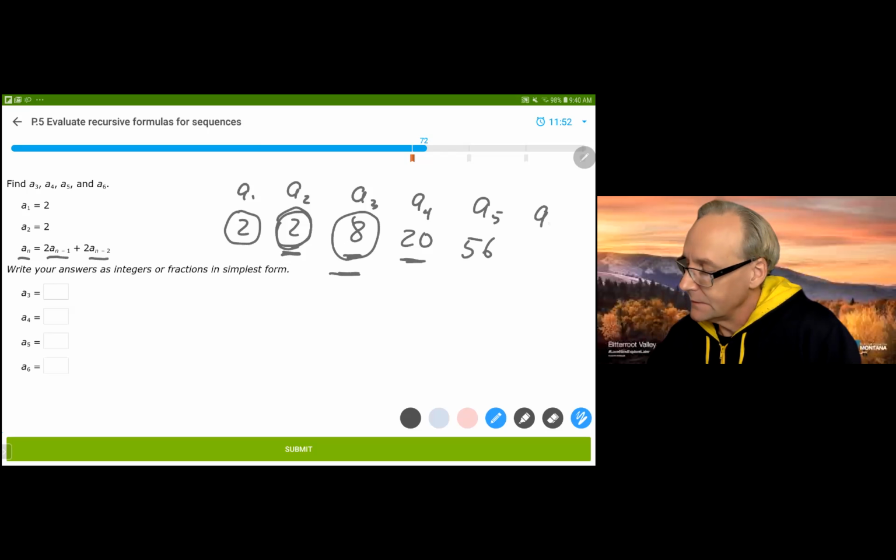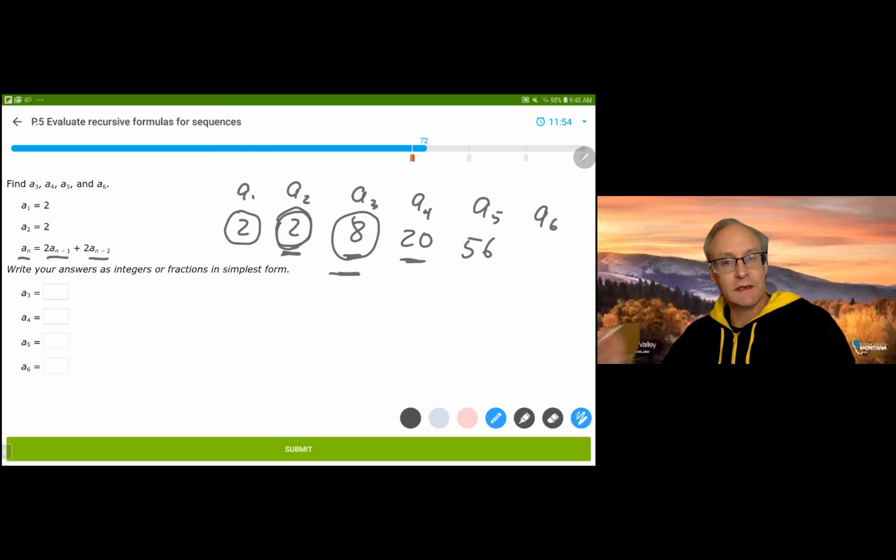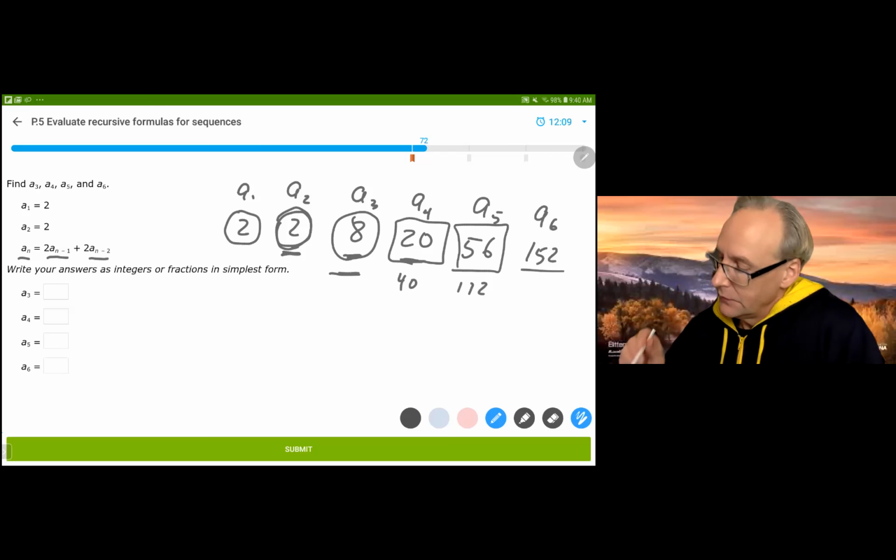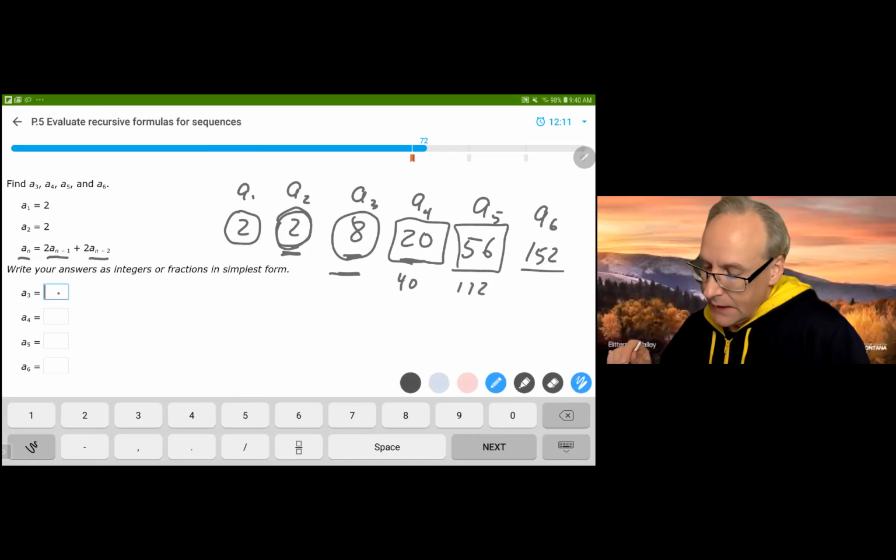And to get to A6, I'll bet you know, you're going to take the last two, this one and this one. You're going to double them, which is going to give you the 40 and the 112, and you're going to add them together, and that's going to be 152. That's it. We're all set. We just got to put them in. We've got A3 is 8, and then 20, and then 56, and then I want to double check this one. That looks good. 152.